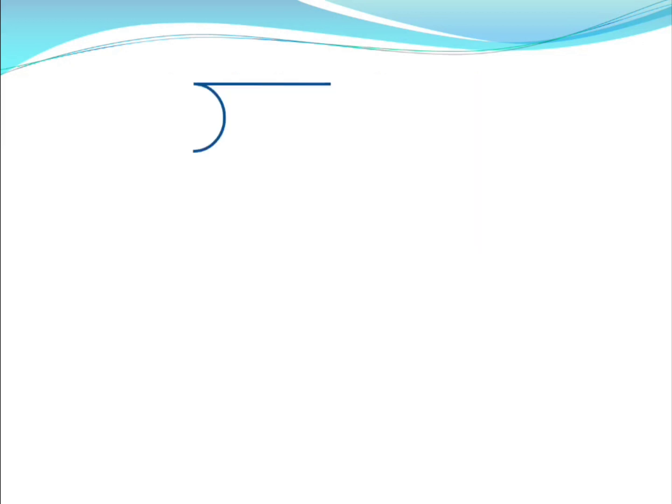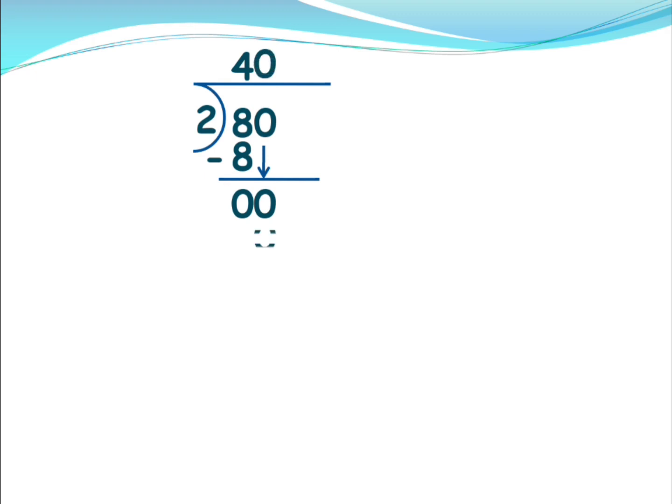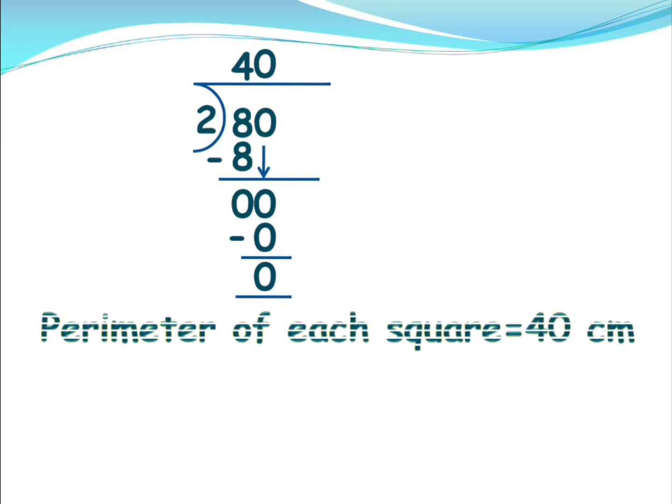Now we have to do the division. 2 becomes your divisor, 80 becomes your dividend. Now the first digit is 8. We have to check whether we have 8 in the 2 table or not. 2 fours are 8, isn't it, children? 2 fours are 8. 8 minus 8 will give you 0. Now you have to bring down the 0. 2 zeros are 0. 0 minus 0 will be 0 again. So perimeter of each square is equal to 40 centimeters.